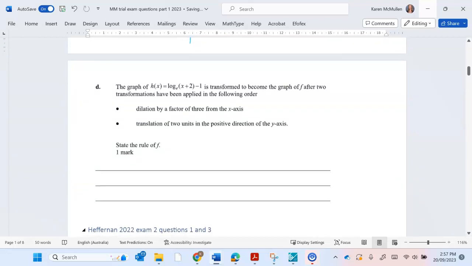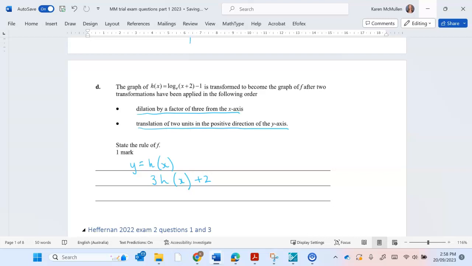All right, the graph of h is transformed to become the graph of f after two transformations have been applied in the following order. So we've got a dilation by a factor of 3 from the x-axis and translation of 2 units in the positive direction of the y-axis. All right, so a graph of h(x). So first of all, dilated by a factor of 3 from the x-axis. So that means we're multiplying our y, and remember, this is y equals h(x). So we're multiplying this by 3. And 2 units in the positive direction of the y-axis. So we're shifting up 2.